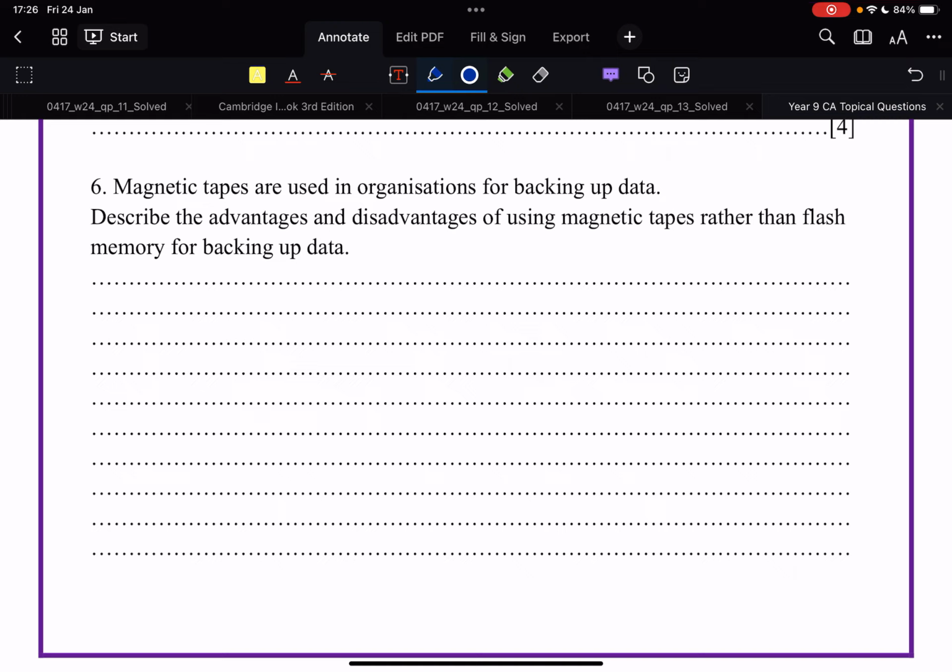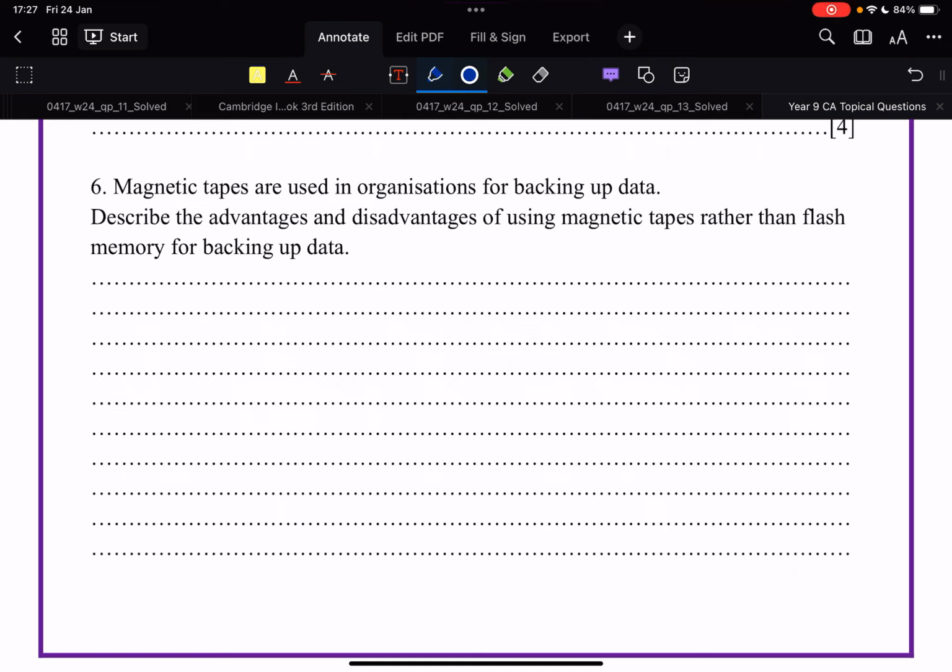Question 6. Magnetic tapes are used in organizations for backing up data. Describe the advantages and disadvantages of using magnetic tapes rather than flash memory for backing up data. So we're talking about advantages and disadvantages of using a magnetic tape. If I've not talked on it, this would be a good time to talk about the magnetic tape.